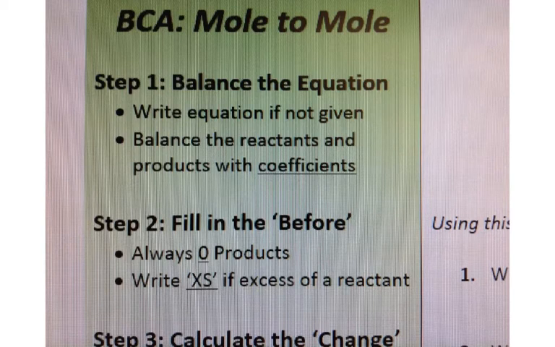The first one is that you're going to need a balanced equation. So we're going way back to the chemical reactions unit. If I don't give you an equation, you're going to need to write out the equation, and then balance it based off the coefficients.